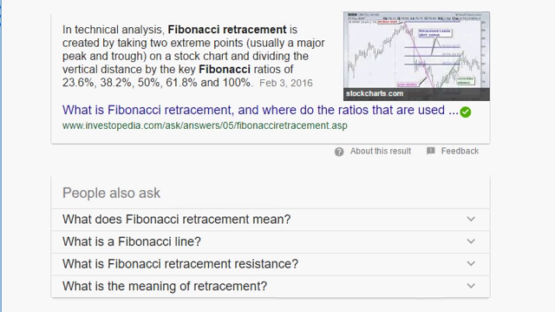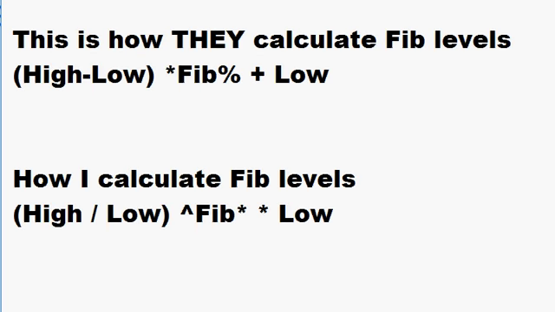Okay, so other questions. What does Fibonacci retracement mean? Well, it means that it's a method of technical analysis, really, and I'm going to go through different points. What is a Fibonacci line? It's a line. It's a line to where it is. What is Fibonacci retracement resistance? Well, it's an area you expect to stop to go higher. And what is the meaning of retracement? I'm going to call this profit, at least as far as from a trading perspective.